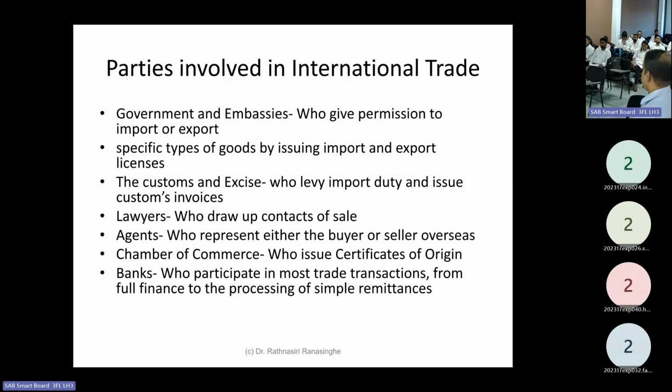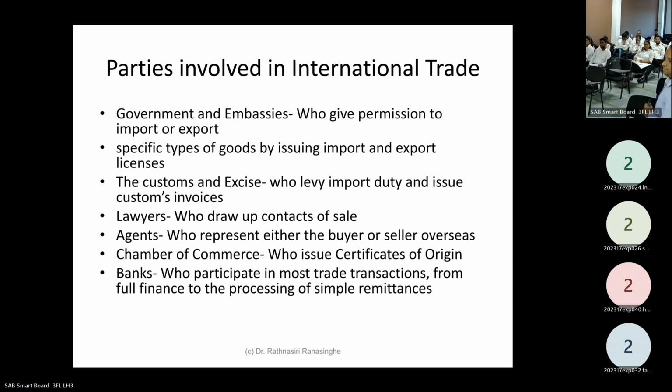We need to get permission when exporting or importing. Sometimes you may need to get permission, and the license as well. You cannot export or import goods without it. Sometimes you need to get permits and licenses from the relevant authorities, so you need to comply with those requirements.